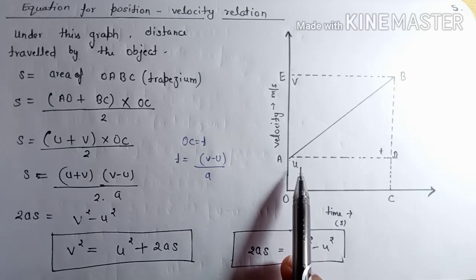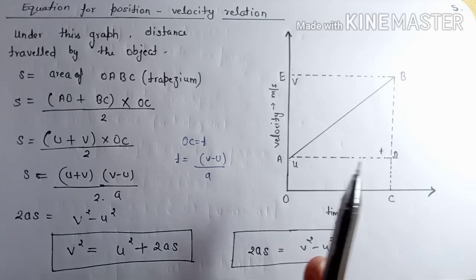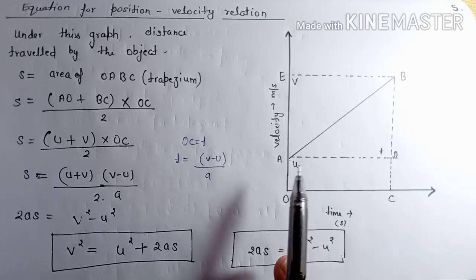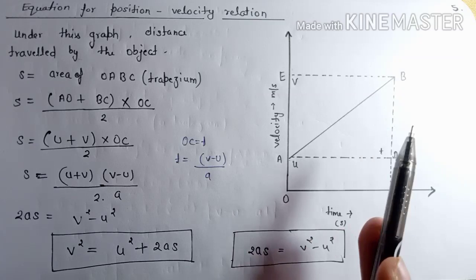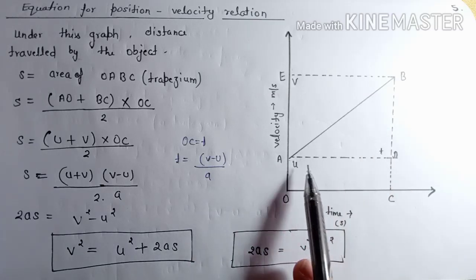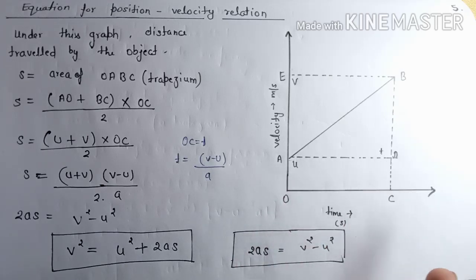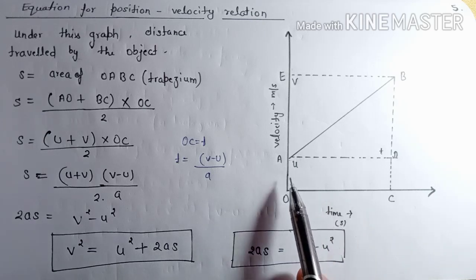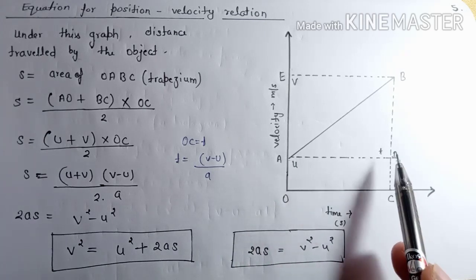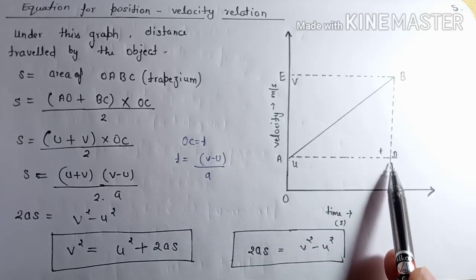This is the initial velocity U, and this is the final velocity attained after time period T under uniform acceleration A, and since the acceleration is uniform, the graph is linear. What if I do not divide the trapezium OABC into two parts? I can calculate the area too. So what is the formula for the area of a trapezium? That is 1/2 into the sum of the parallel sides into the distance between the parallel sides.